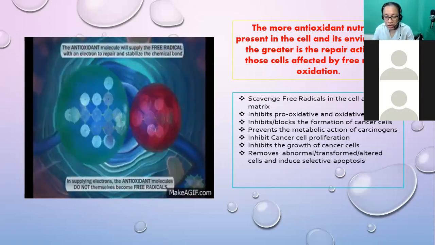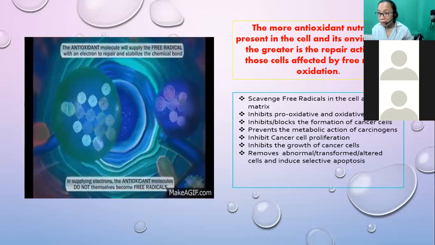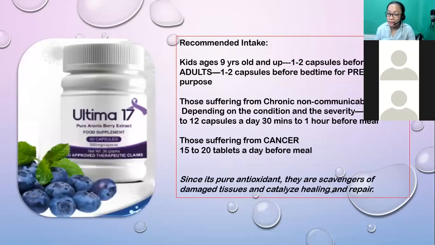But antioxidants are the ones providing electrons for the free radicals so they will not disturb the stable molecules that are native to the cells. Remember, free radicals are not native to the cells. They are just substances that cause disturbance to the cells. So we need a defender for that, and that would be in the form of antioxidants found in our source, Aronia melanocarpa. So that's why we have Ultima17 to protect us against 10,000 hits of free radicals a day.